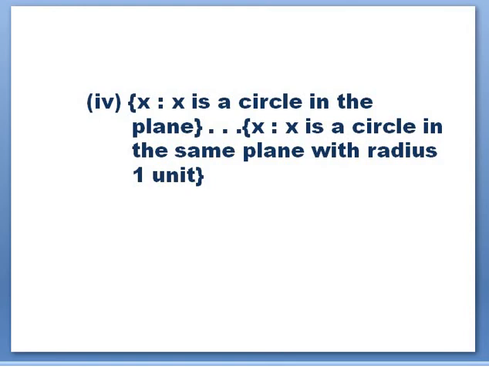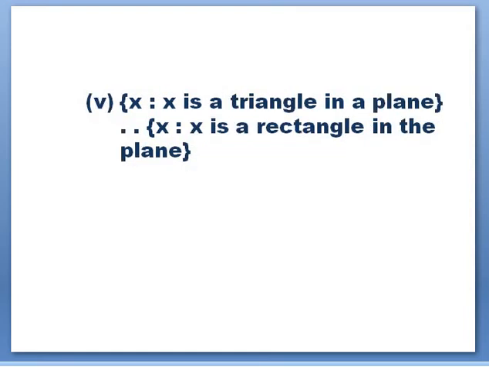Yes, the first set, that is the circles in the plane, is the bigger set. Why? Because in that set you can include circles with radius 1 unit, 2 unit, 3 unit, and so on. But in the second set you have to include only those particular circles whose radius is 1 unit. So that's why the first set is a superset of the second one, or you can say that the second set is a subset of the first set.